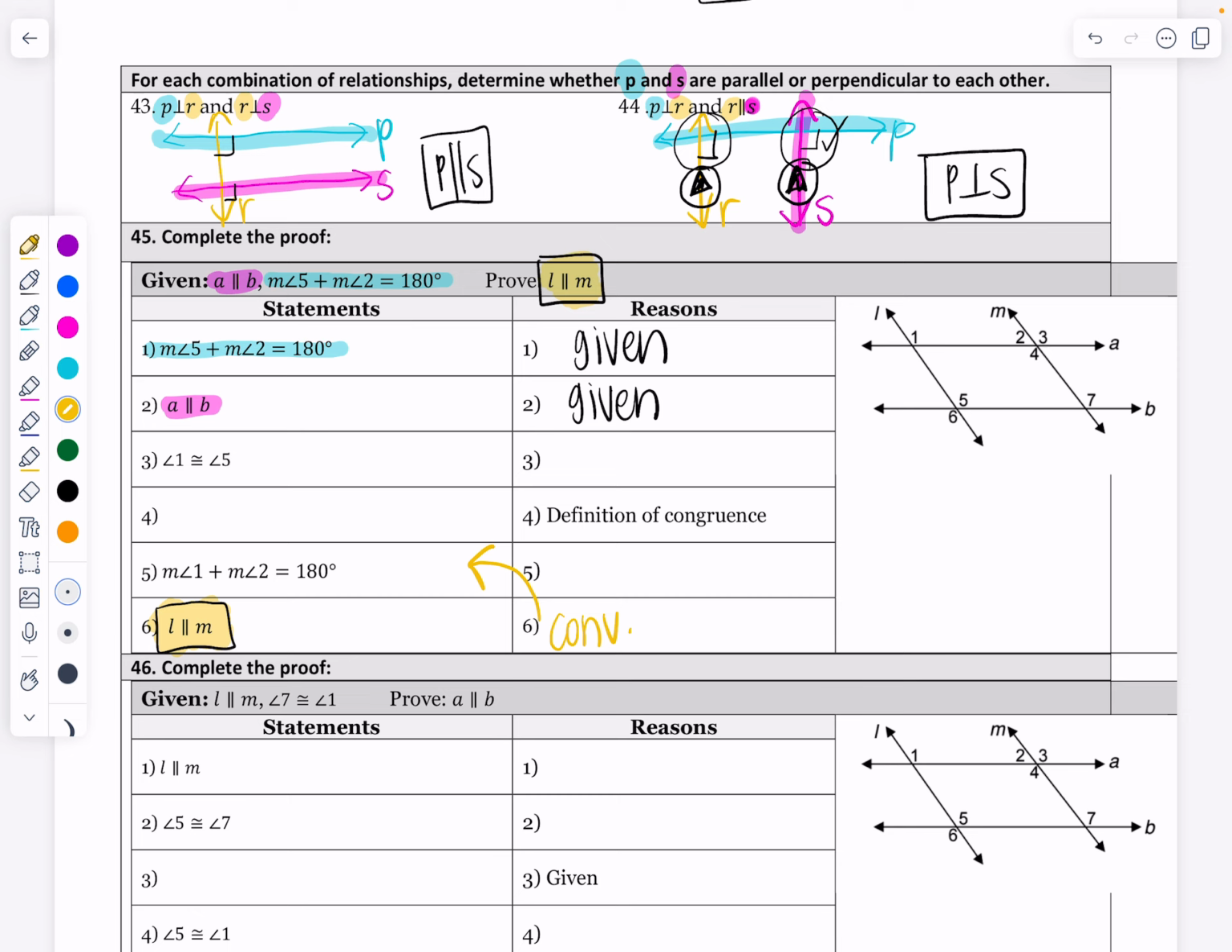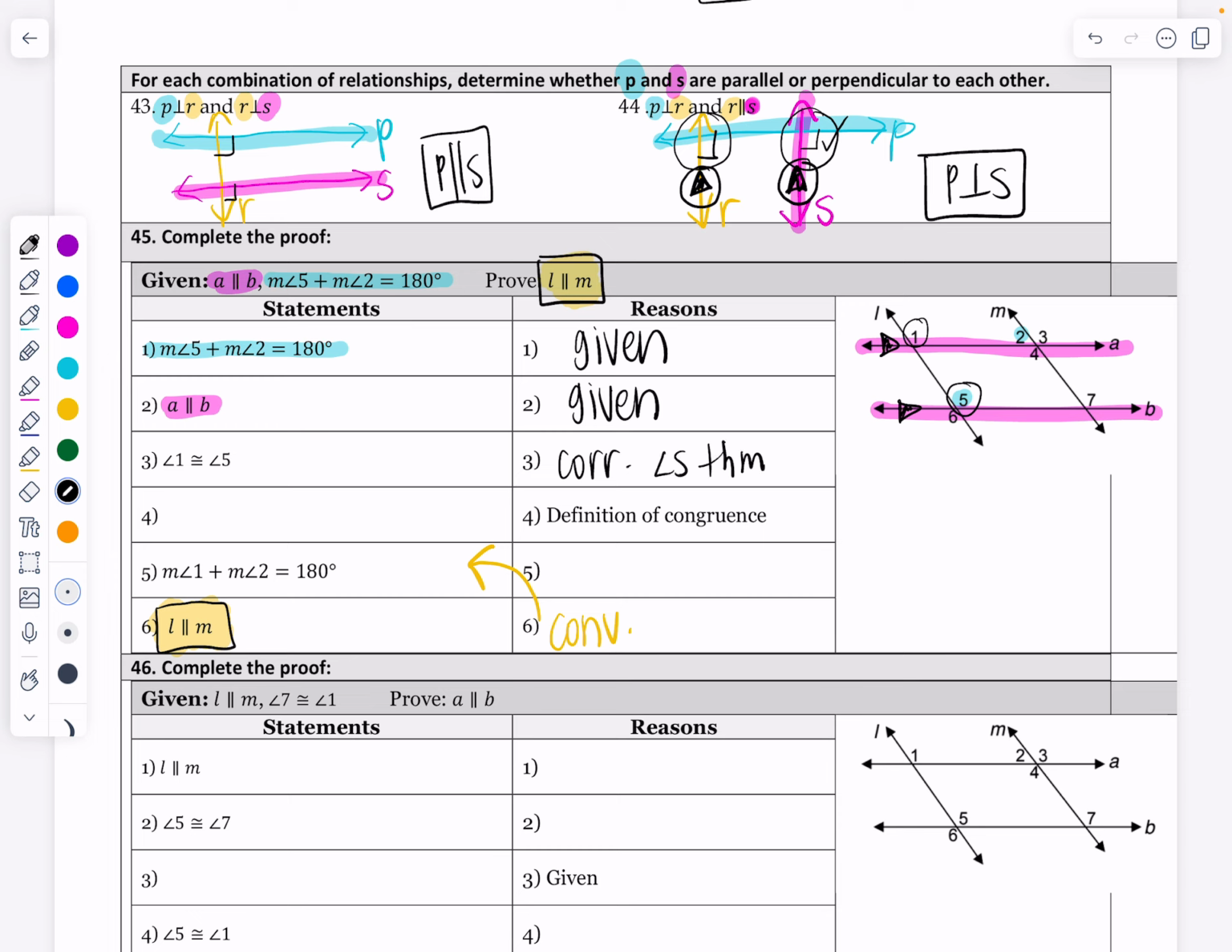Start with what's given. 5 and 2, so I'm going to highlight those in blue. 5 and 2 add up to 180. That's given. And then they tell us that A is parallel to B. So it is given that those are parallel. Well, right below that, they make a statement about some angles that live on those lines. Angle 1 and 5 are congruent. Well, how do we know that? That is going to be because those are corresponding angles. That's our corresponding angles theorem.